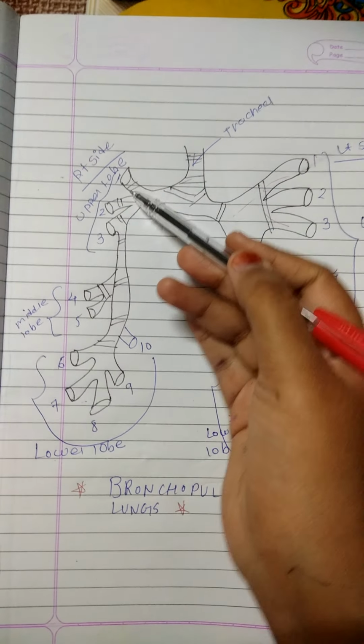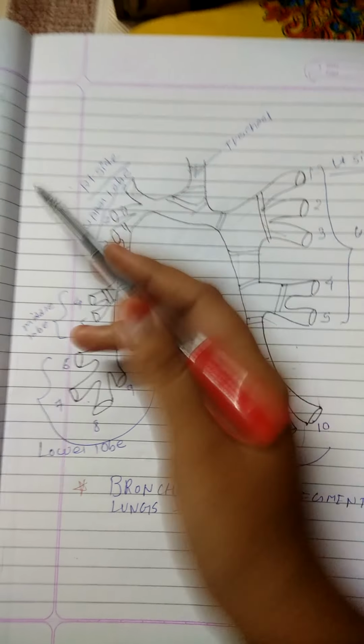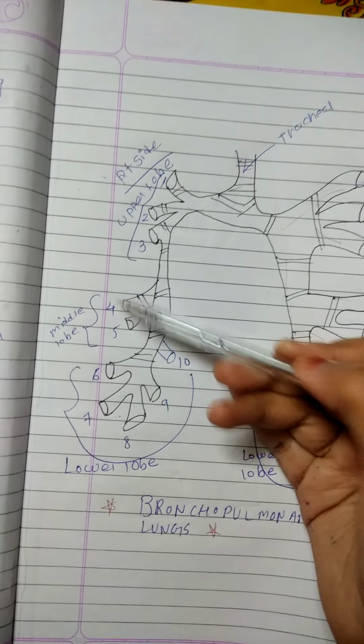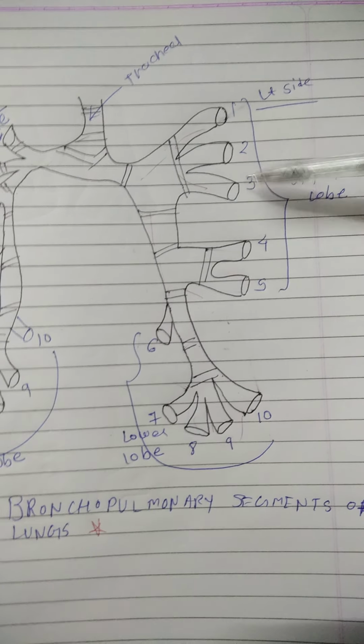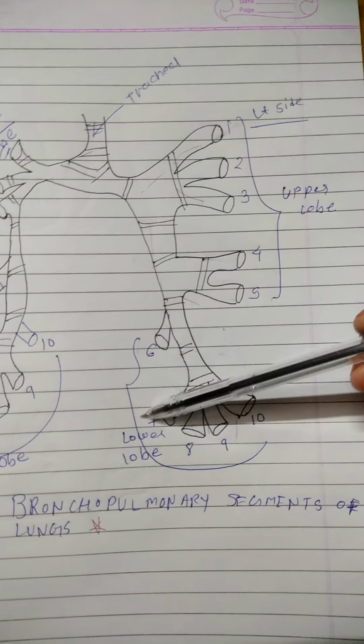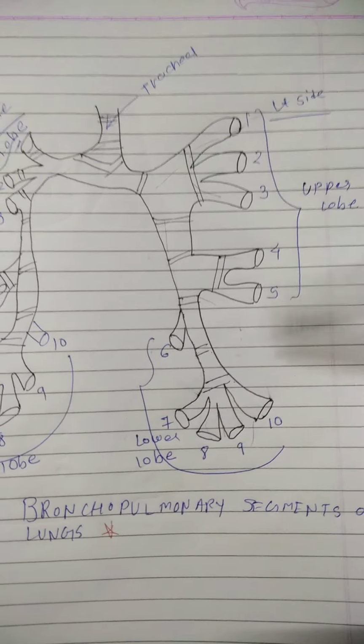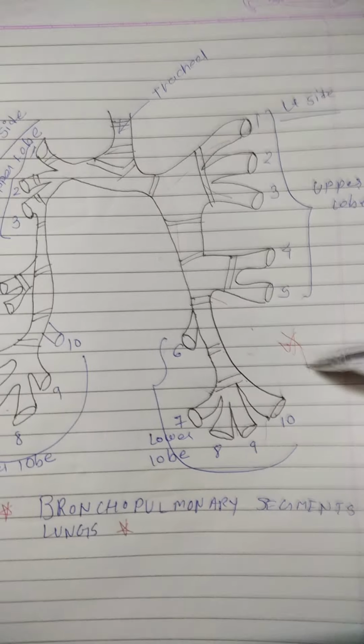See here in the diagram, the first three, 1, 2, 3, supply the right side upper lobe, 4th and 5th supply the middle lobe, and 6, 7, 8, 9, 10 supply the lower lobe. On the left side, 1, 2, 3, 4, 5 supply the upper lobe, and 6, 7, 8, 9, 10 supply the lower lobe, because on the left side no middle lobe is present.